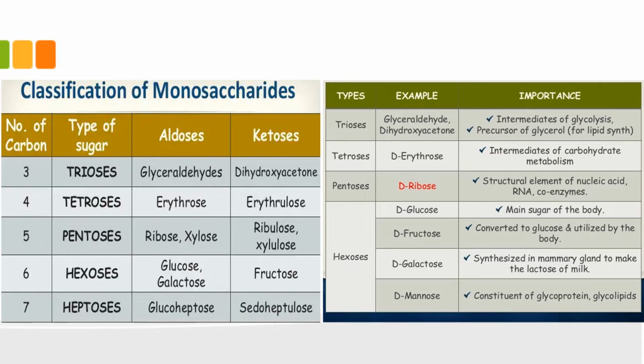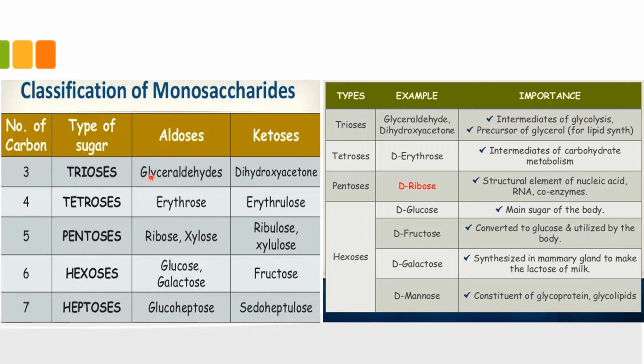When we talk about the classification of carbohydrates based on the number of carbon groups, it is divided into trioses, which means 3 carbons, tetroses means 4 carbons, pentoses means 5 carbons, hexoses means 6 carbons, heptoses means 7 carbons. So these are the basic types of classification categorized based on the number of carbon groups. Since we know carbohydrates are nothing but sugars, this is a common name.